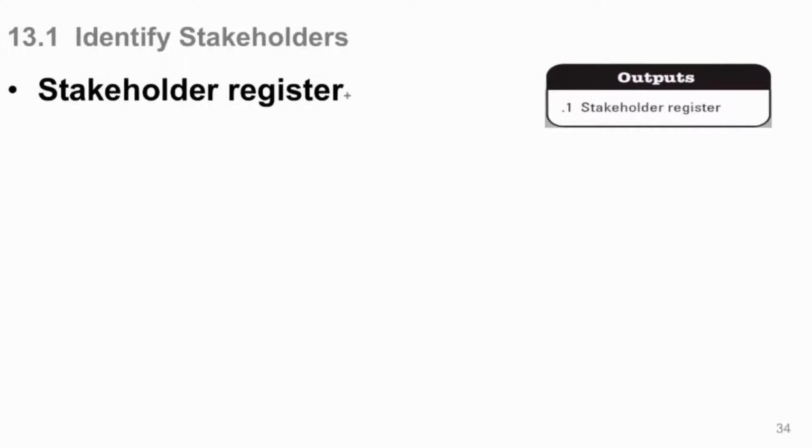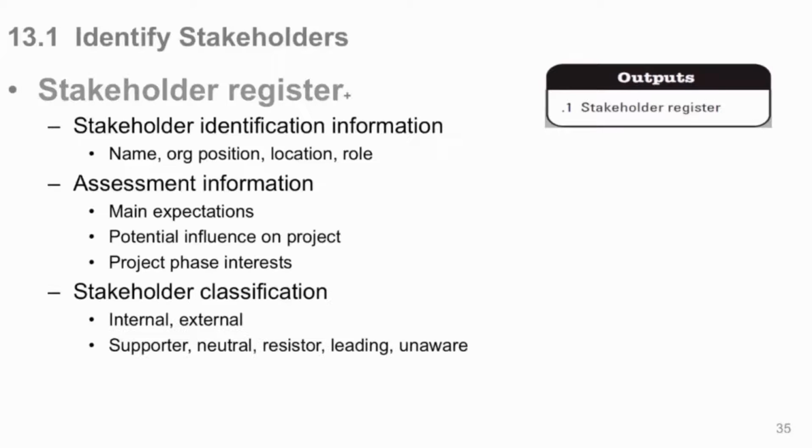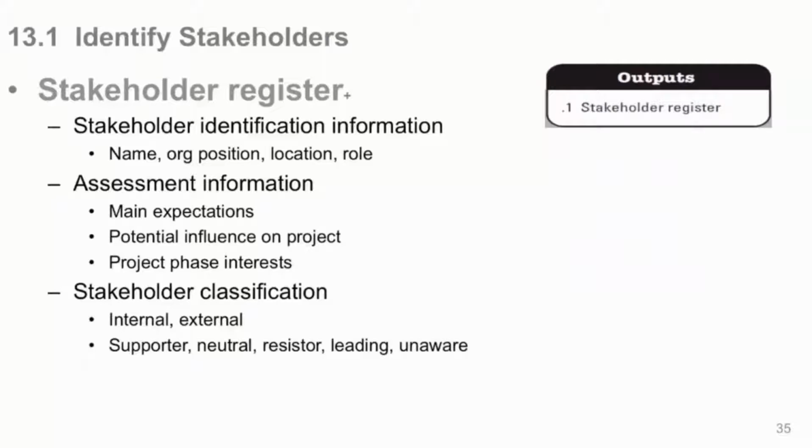So the single output of identify stakeholders is the stakeholder register. Stakeholder identification information, obviously name, their organization, their location, their role, just who are they, where are they, what do they do in the company or outside the company. Your assessment information from the grids, your main expectations of them, once you interview them. You're not going to get all this at once. This is iterative, progressive elaboration. You'll continue to talk to these people, gain more information, go back and get what you need from them. But you want to know what are their main expectations with this project. They may not even know there's a project, but if they're influenced by it and they're impacted later, they're going to want to be aware of it early. What's their potential influence on the project?